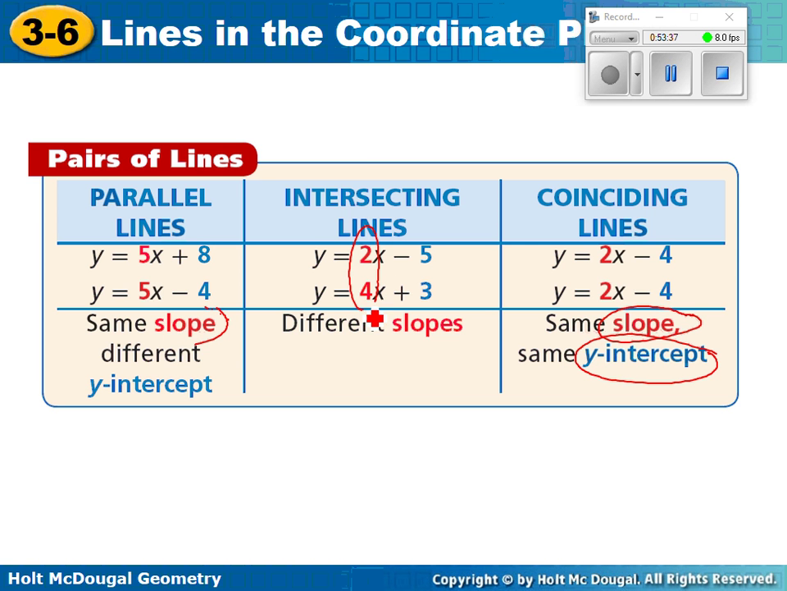If they have different slopes, they might be opposite reciprocals. Then that would make them perpendicular. If they are not opposite reciprocals, then they're just intersecting. Any questions there? Okay, look at the next two examples.